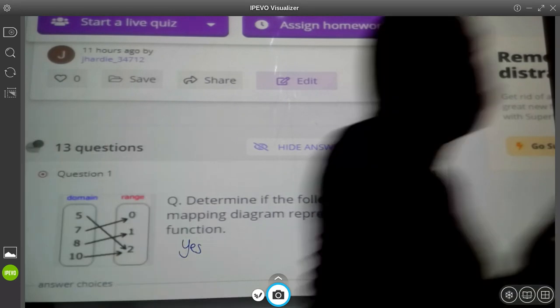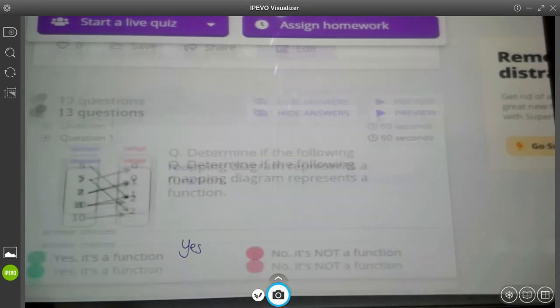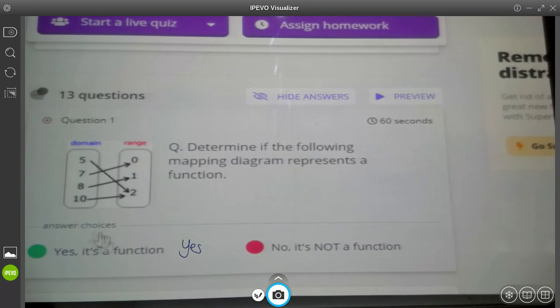So I'll move it up. Go ahead, Nick. Is it in order? The same order like that? In the exact same order. Yep, I did not shuffle the questions. So question number 1 for you guys will be this exact same question. All right? So when you go to pick, you'll just pick the one that says, yes, it's a function. Okay? All right, let's go to question number 2.